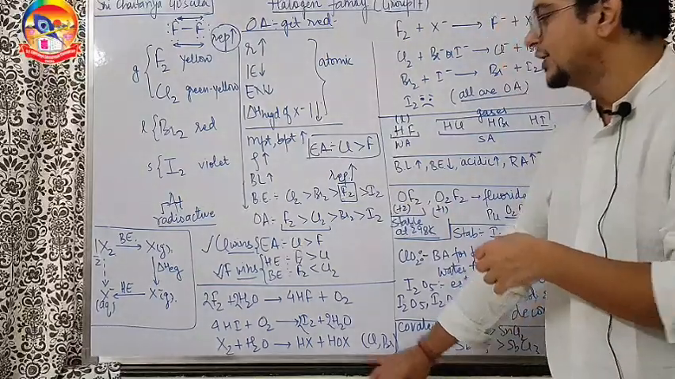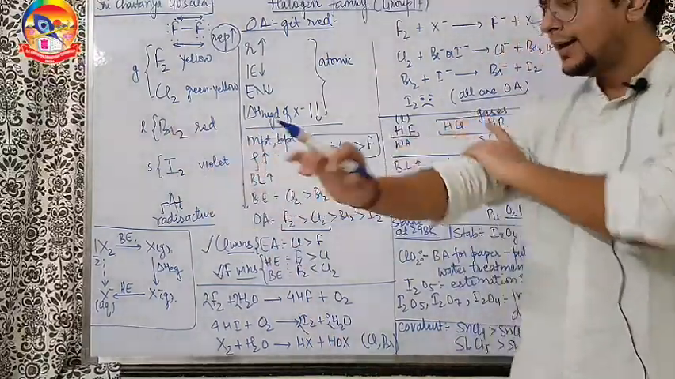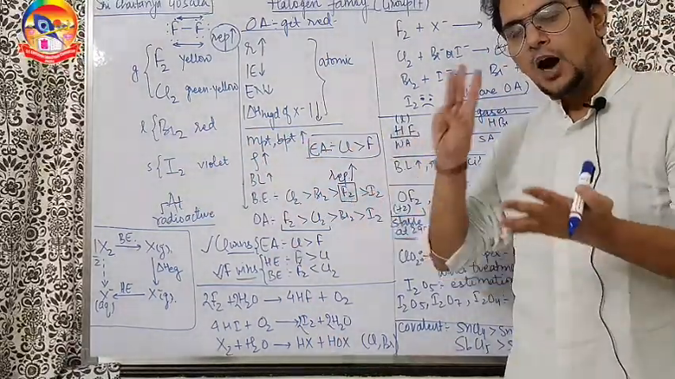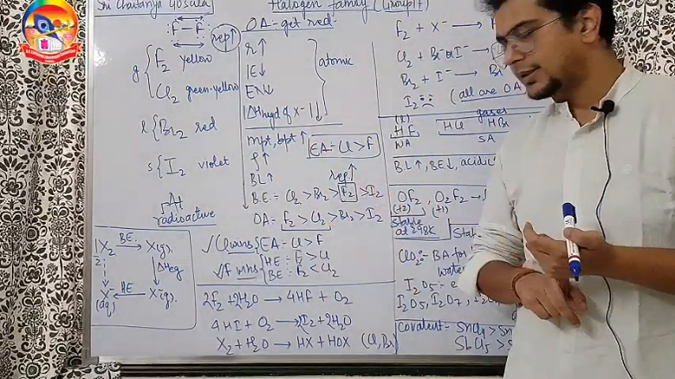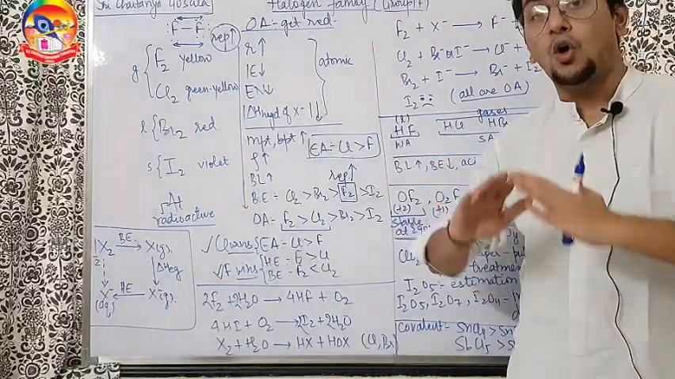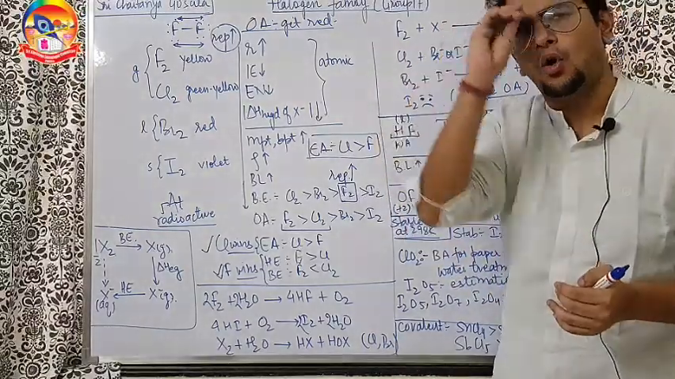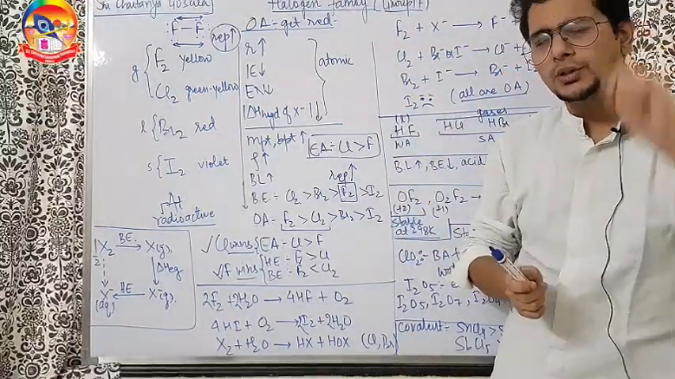So why is the oxidizing agent nature of fluorine more than chlorine? There are 3 factors deciding it. Out of those 3 factors, in 2 factors fluorine wins. That's why fluorine is the better oxidizing agent. Better or awesome? Super awesome oxidizing agent. How awesome, you can understand?